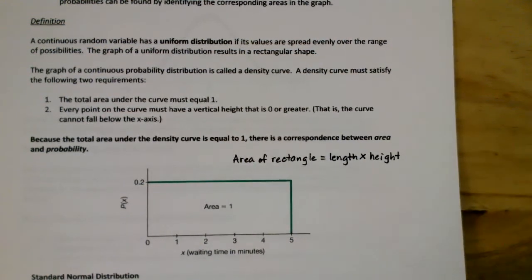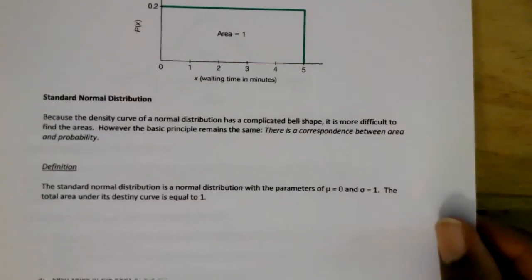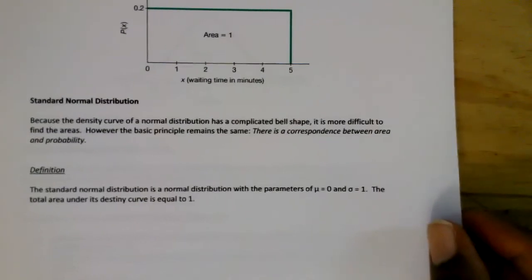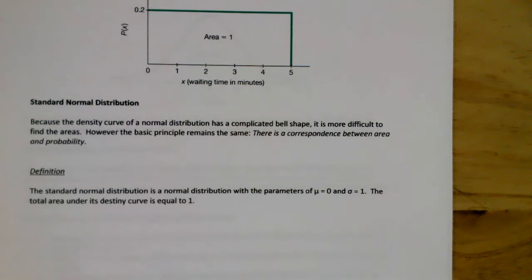Now, the one we're going to talk about is the standard normal distribution. Keep in mind, because the density curve of a normal distribution has a complicated bell shape, it is more difficult to find the areas. However, the basic principle remains the same: there is a correspondence between area and probability. So keep in mind the area underneath the curve represents probability.